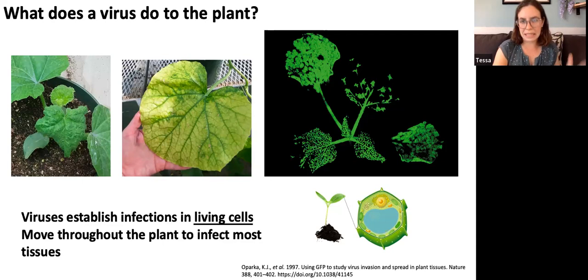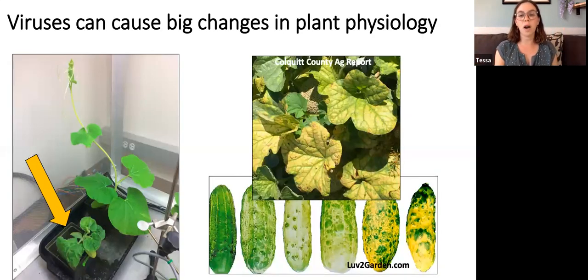But beyond existing in the plant, the virus can also cause big changes to plant physiology. Here is a picture on the left. You can see there's two plants. These are both the same age. They're both bottle gourds. One of them I infected with a virus called cucumber mosaic virus, and the other one I did not infect. You can see a clear difference in size between an infected and uninfected plant. On the right is a picture of melons infected with another squash virus. So you can see that yellowing. And below that are a bunch of cucumbers that come from a virus-infected cucumber plant.